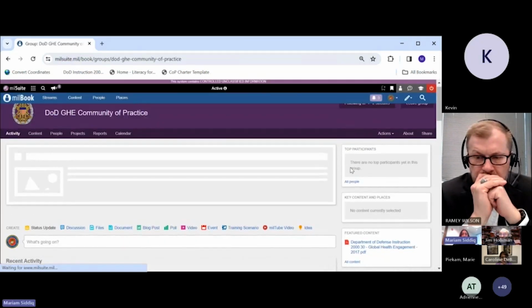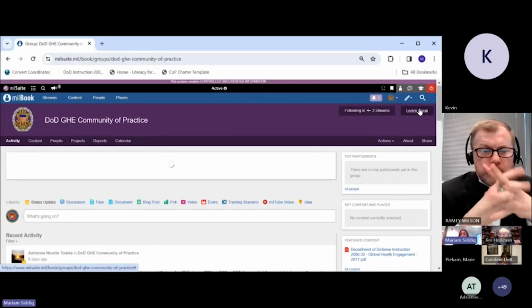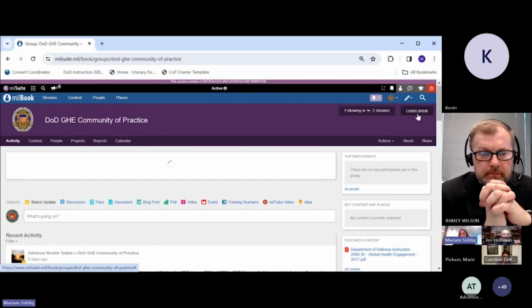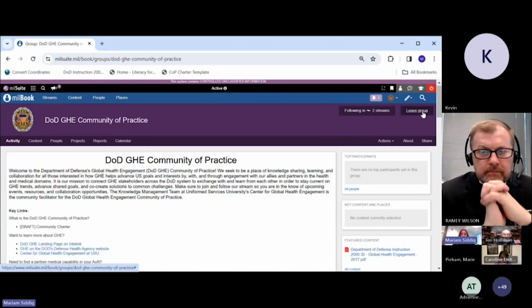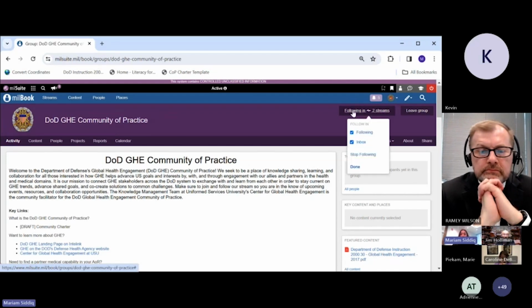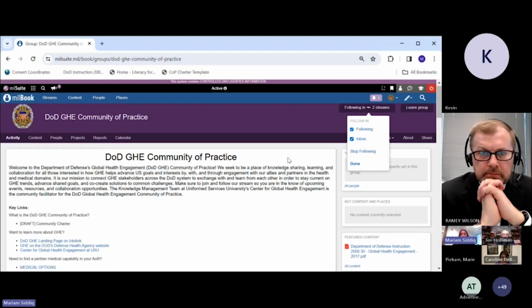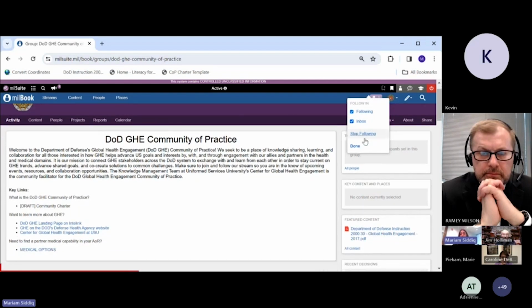If you are not already following the group, you can go to the right side, where mine says leave group, yours should say join group, and you can select that and join our group. Also follow the stream and make sure that it's checked as inbox. That just ensures that any notifications or messages sent through the community of practice also go into your Mail Suite inbox.